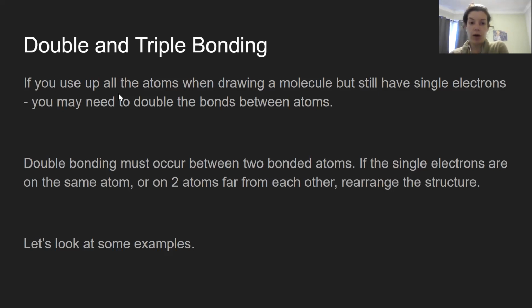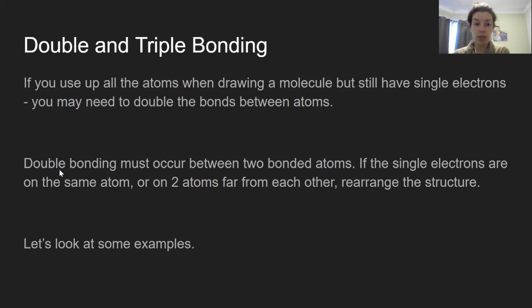Okay. So if you're drawing a Lewis dot structure and you use up all the atoms in the molecule, but you still have single electrons left over that are not bonded, you may need to double the bonds. So you know that you're going to need a double bond when you have single electrons after you've used up all the atoms in a molecule.